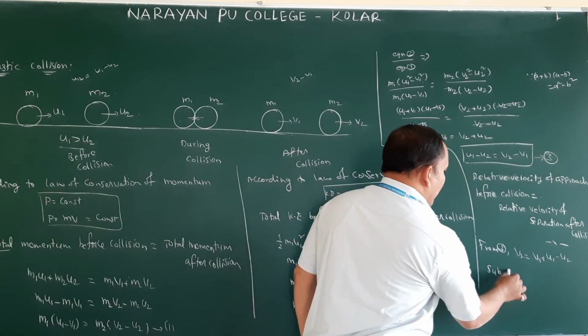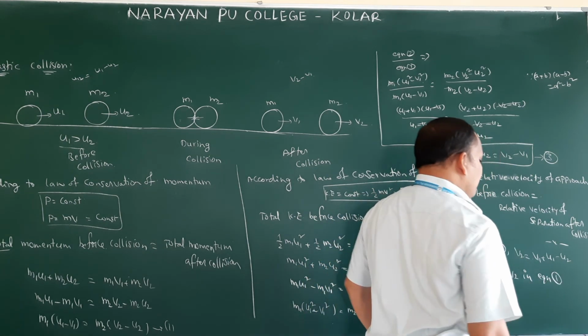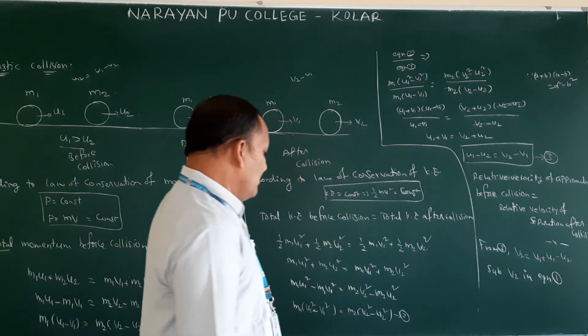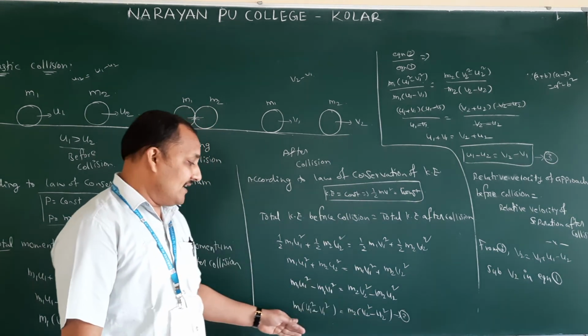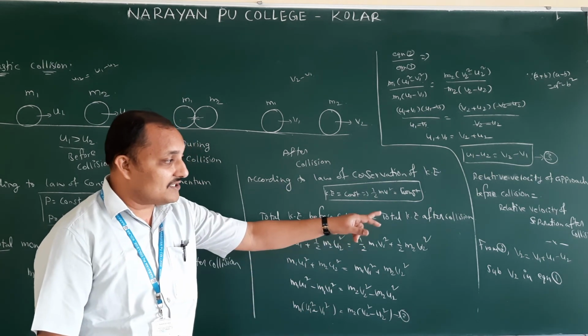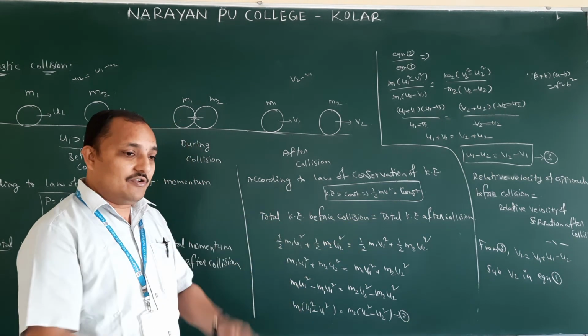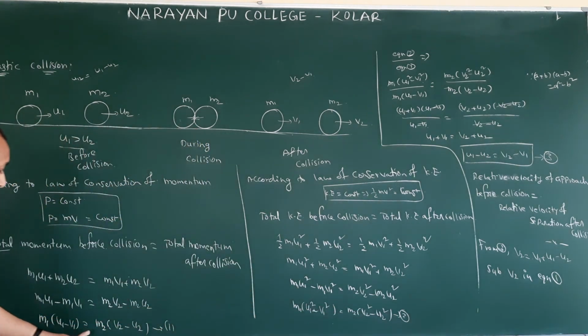Substitute v2 in equation 1. You can substitute in equation number 2 also, but it is going to be a little bit difficult. Why will it be difficult? Because here a square is there, so (v1 plus u1 minus u2) square should be taken, and doing the square is a little bit difficult. Therefore, we are substituting in this equation.